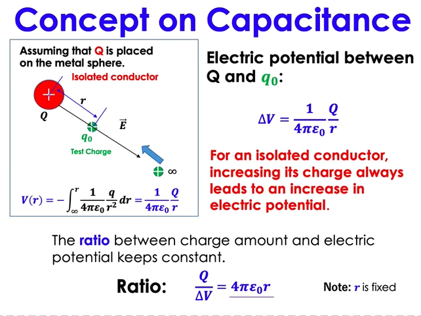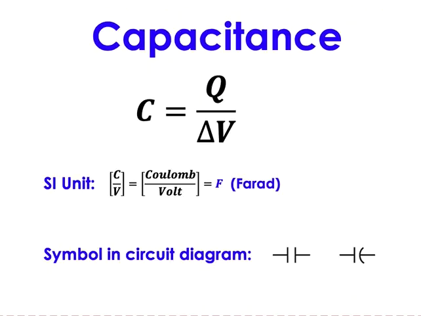Many experiments have shown the ratio between charge amount and electric potential is constant. We use C to express capacitance. Its international unit is the farad, which is a derived unit equal to 1 coulomb divided by 1 volt.